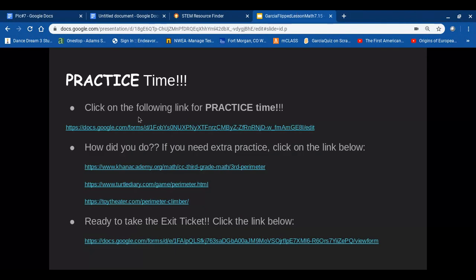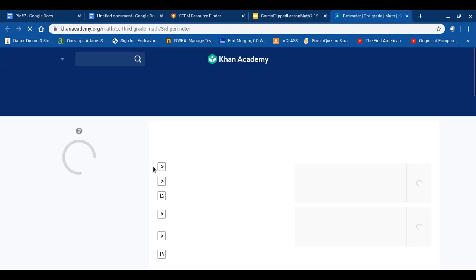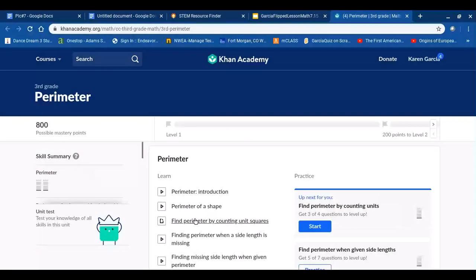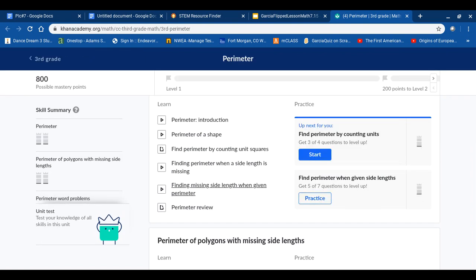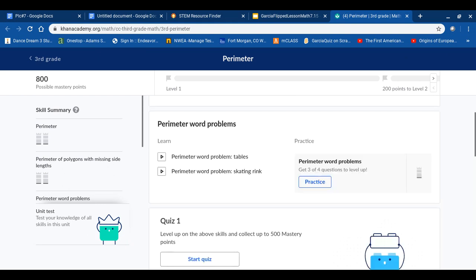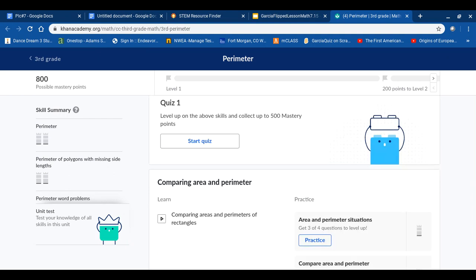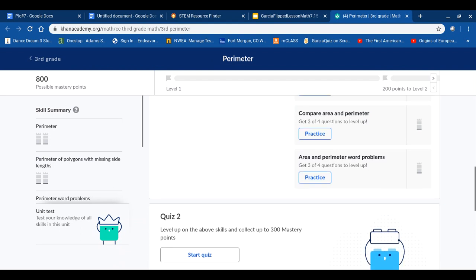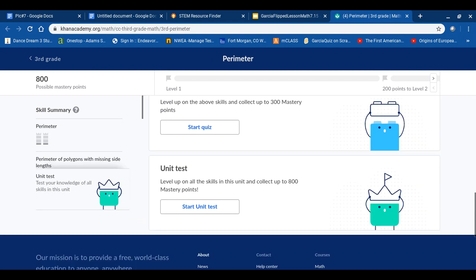Okay, after you're done, if you feel you need more practice or you just want to use a couple of different resources, I have this link for Khan Academy, and it gives you an introduction to perimeter in case you've forgotten, and it also gives you all these very cool activities and videos to keep practicing with perimeter. It gives you word problems, then it quizzes you on perimeter. Then it gives you a little bit extra here with comparing area and perimeter, which will be our next step. There's a quiz too and a unit test as well.